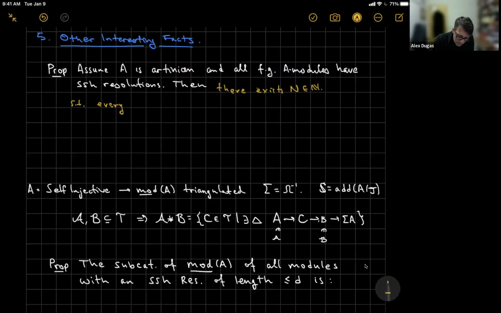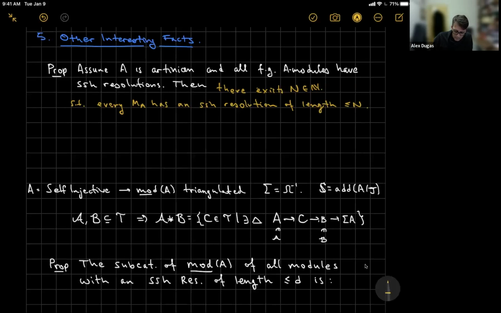So it's such that every module in mod A has an SSH resolution of length less than or equal to n. And that can be proved, for instance, by induction on the Loewy length of a given module.